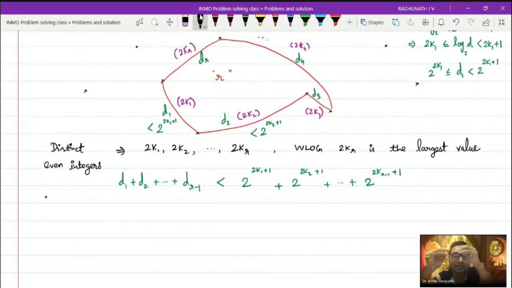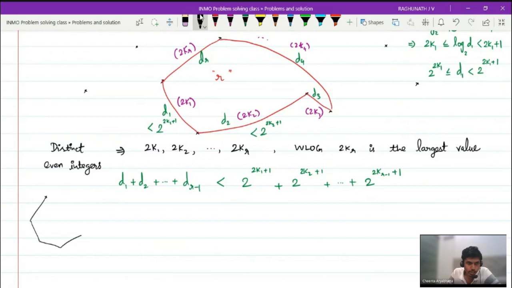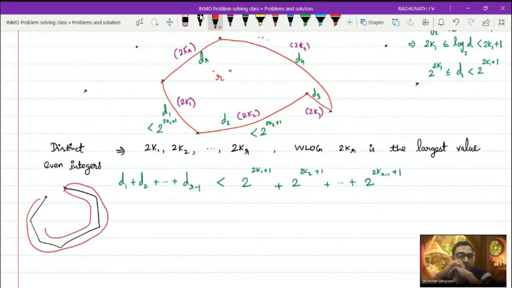Exactly. So pictorially, maybe like this. If you take the sum of all these edges, that must be greater than this one last edge, in the Euclidean plane. But this is going to be violated, as you will see now.